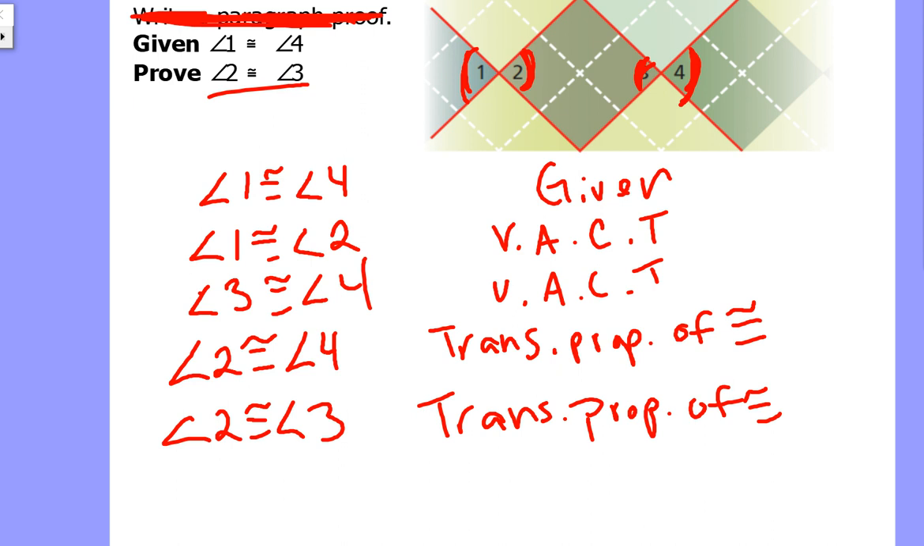Game, set, match. That is what we were trying to prove in the end. We have now shown how to prove that angle 2 and 3 were congruent by the use of the vertical angles congruency theorem and our transitive property of congruence.